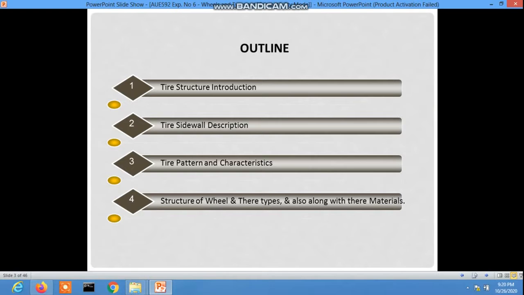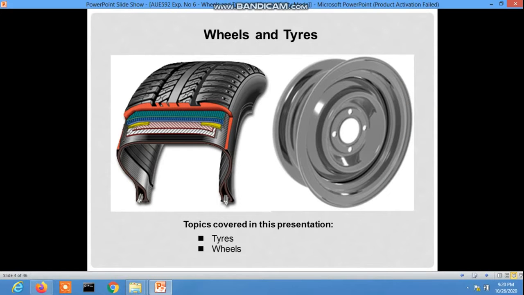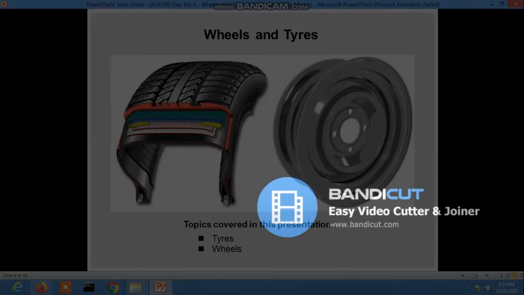Wheels and tires. The topics covered in these presentations: tires and wheels.